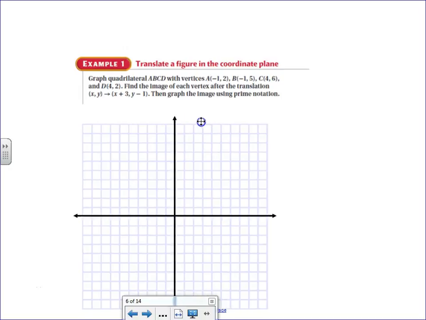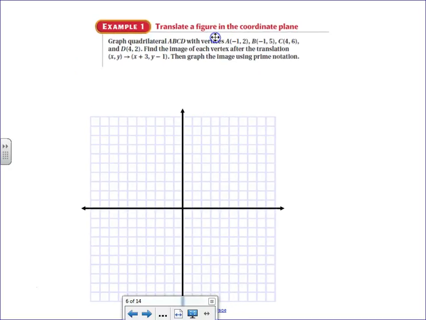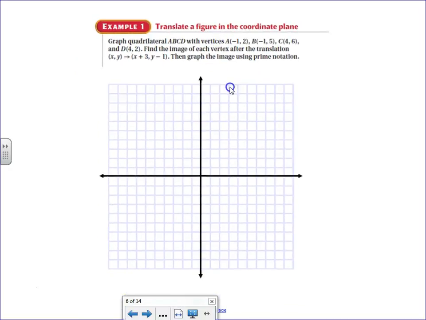So the next we can take a look at is this quadrilateral ABCD, and we can do the same thing. We can graph it according to the rule that we have there. And we'll graph using prime notation. We'll talk about what prime notation is. So go ahead and graph those vertices, and then create a table, and then find the new coordinates and graph the new one on there. Pause it and start it when you're ready.